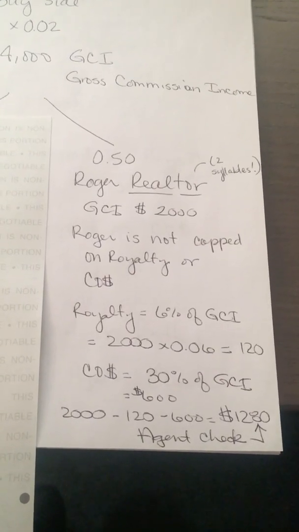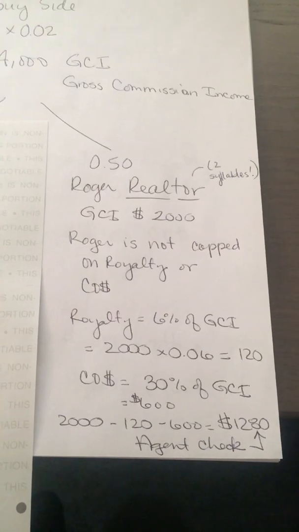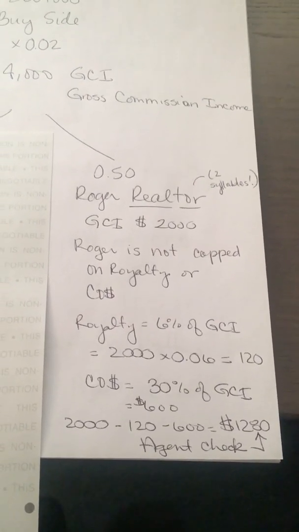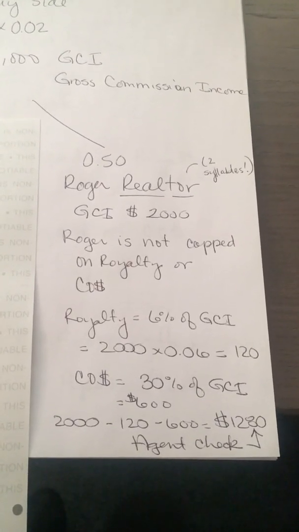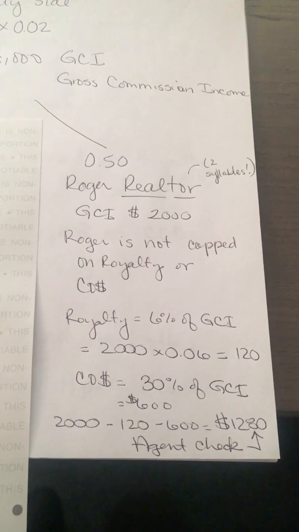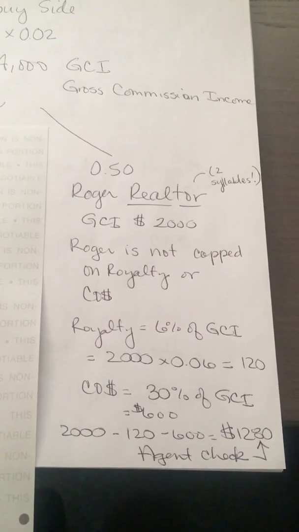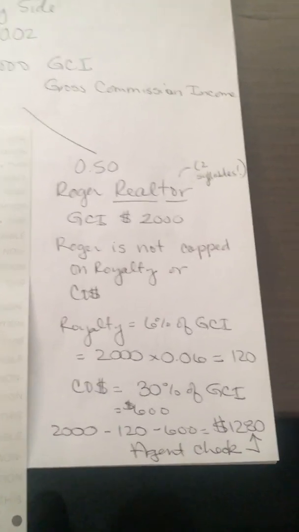It's always the same. It's 30% until you cap. So his company dollar is also $600 that he will pay into the market center. So the bottom line for Roger is $2,000 gross minus $120 royalty minus $600 company dollar, which equals $1,280 for his agent check.